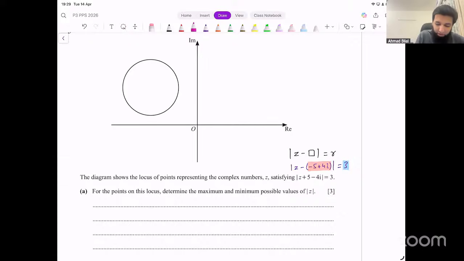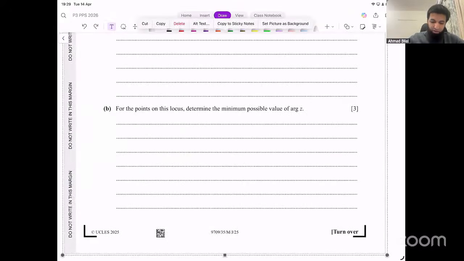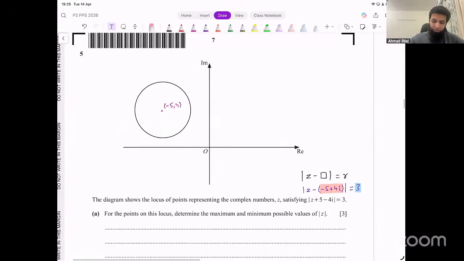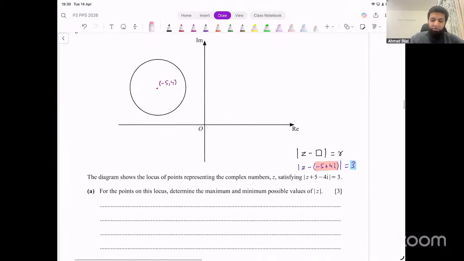You can mark that there now. This is the center of the circle. Center is minus 5 and 4. That's one thing that we know about. And the radius is 3. Now what we're looking for is determine the maximum and minimum possible values of modulus of z. How do you figure this out? Modulus of z means distance from origin. So starting from the origin, given that z can be anywhere on the circumference of the circle, what's the greatest distance that you can have from the origin? Let's try to figure that out.